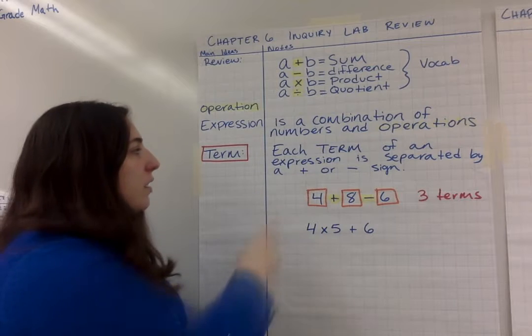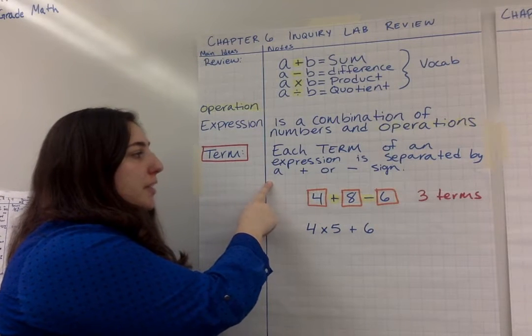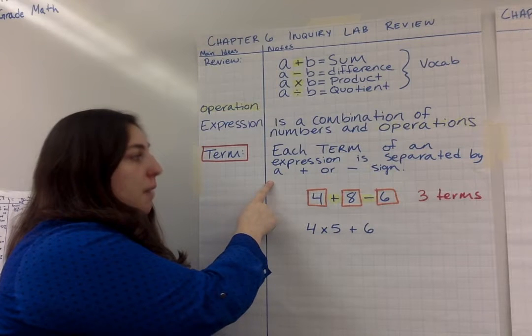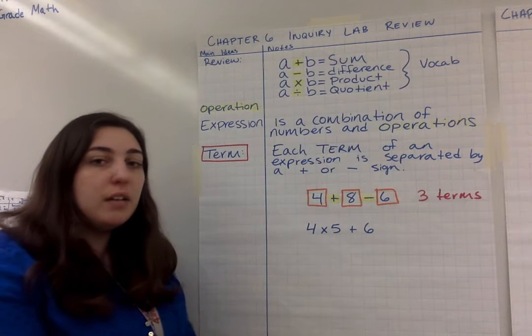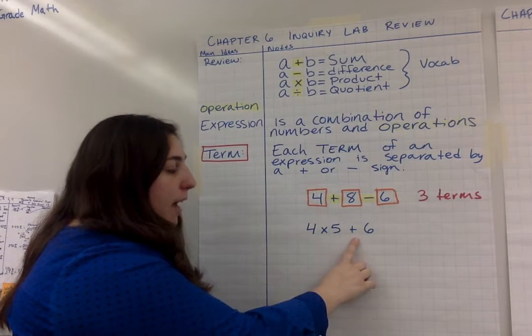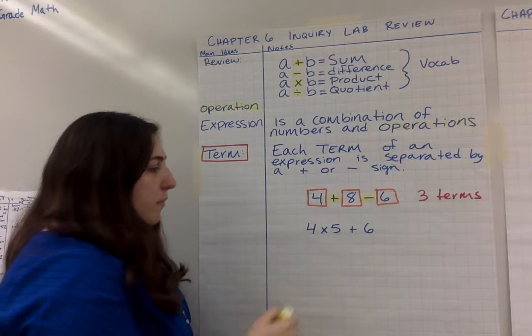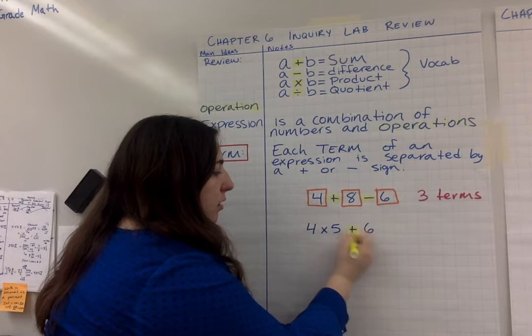Okay, so let's look at our definition of a term. Each term of an expression is separated by a plus or a minus sign. So let's look over here. Well, I see a plus sign. I don't see another plus sign or another minus sign. I'm going to highlight this.